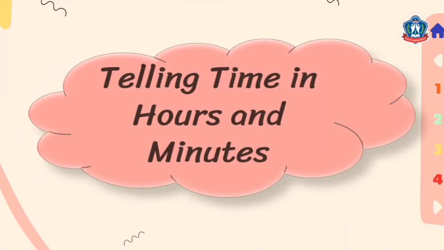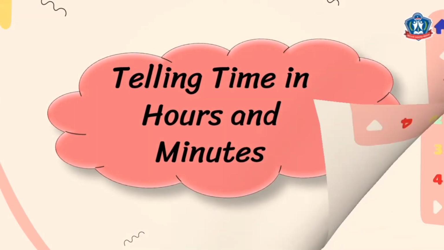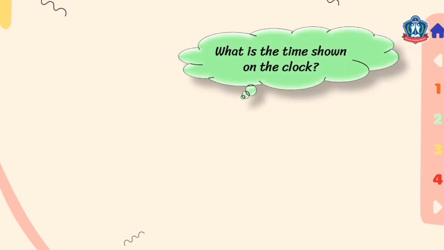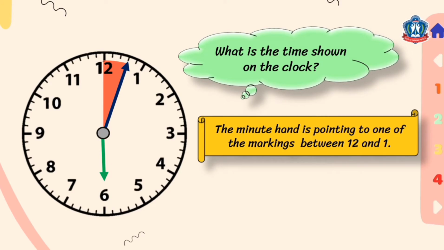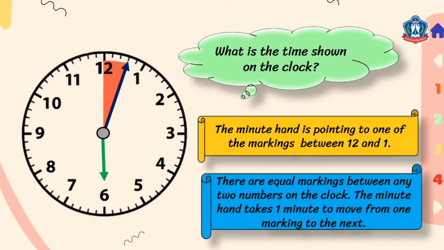Now let's study telling time in hours and minutes. Take a look here. What is the time shown on the clock? Okay. The minute hand, or the long hand, is pointing to one of the markings between 12 and 1. As you can see, there are equal markings between any two numbers on the clock, and the minute hand takes 1 minute to move from one marking to the next. So every time the minute hand moves, it takes 1 minute.